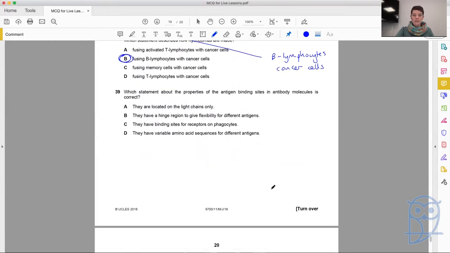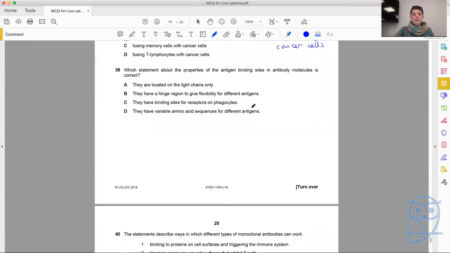Question 39. Which statement about the properties of the antigen binding sites in antibody molecules is correct? So if we think about our antibody molecule, we've got this sort of a structure. We've got heavy chains, we've got light chains, hinges, disulfide bridges. Okay, so antigen binding sites are on the light chains only. Nope, they're on both.